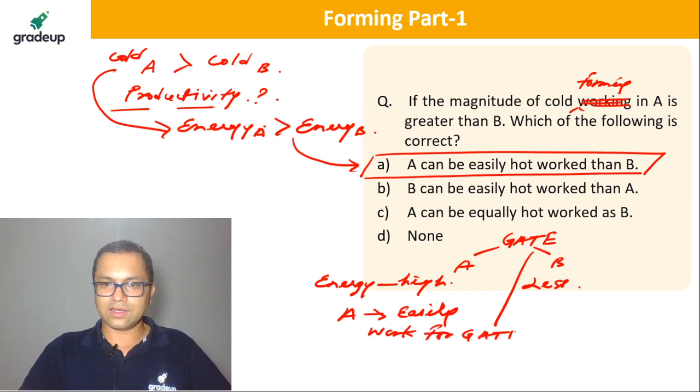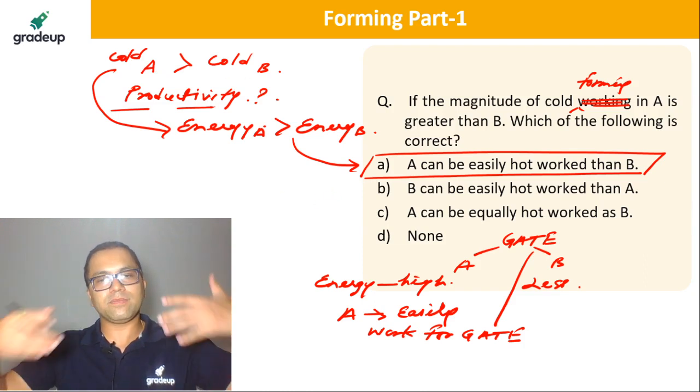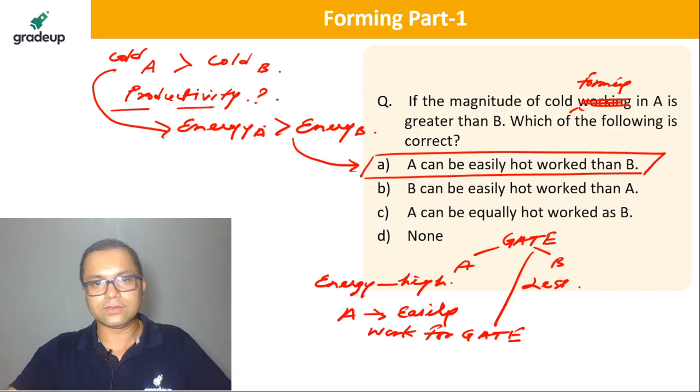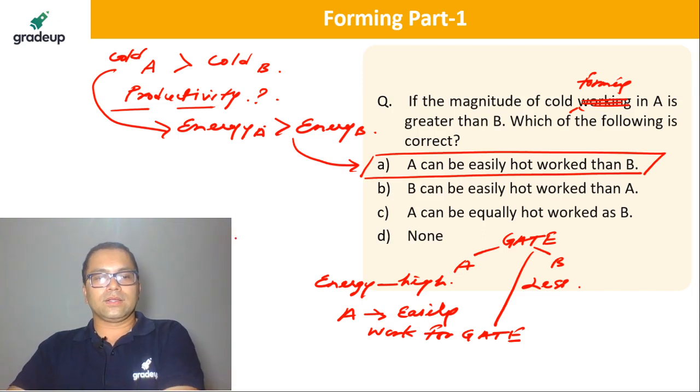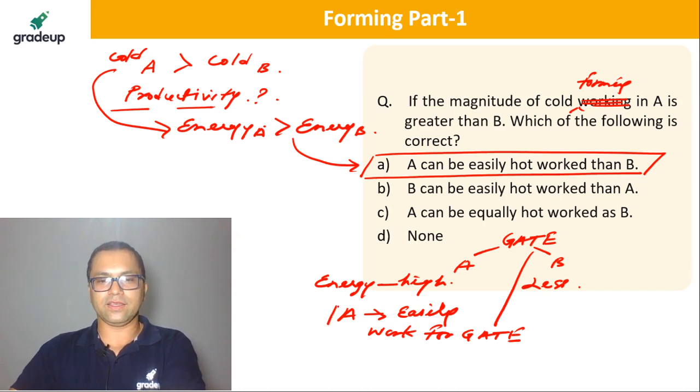So here also the same thing is happening, right? Energy of A is greater than energy of B because cold working of A is more than cold working of B, right? So same concept, guys, okay? Same concept. So the answer is A, okay?